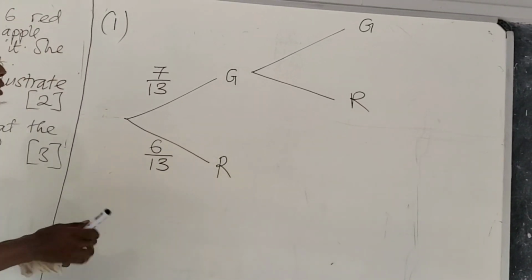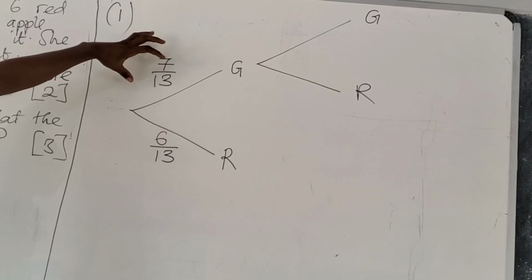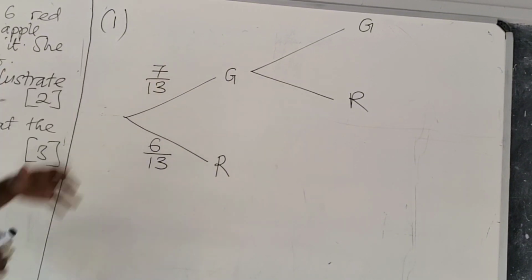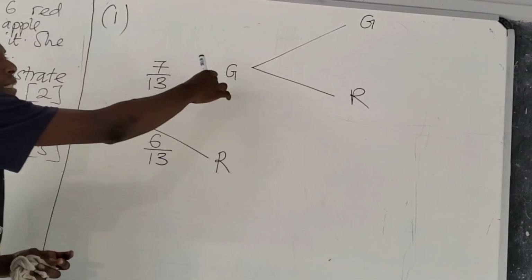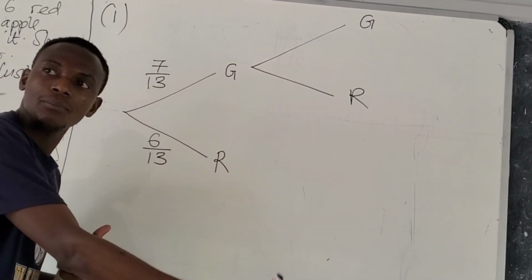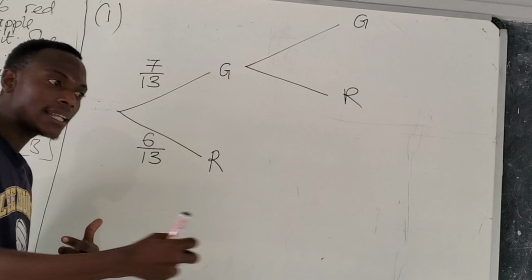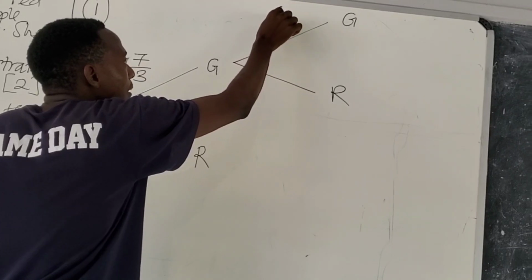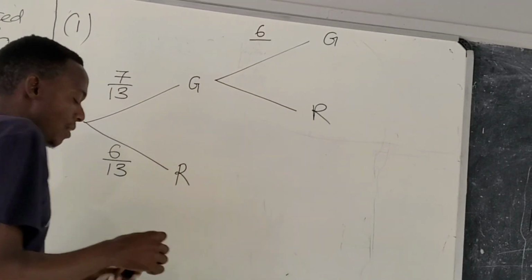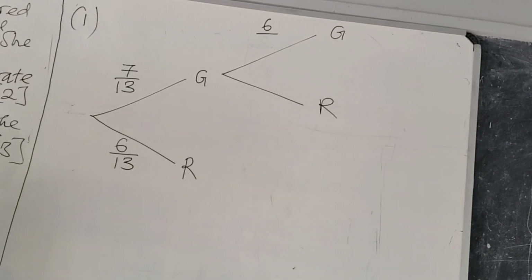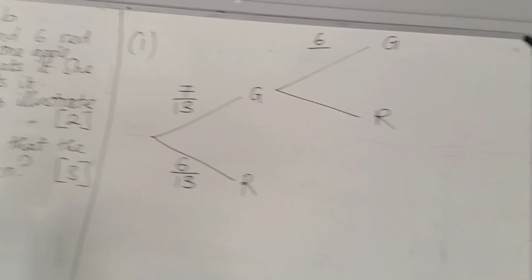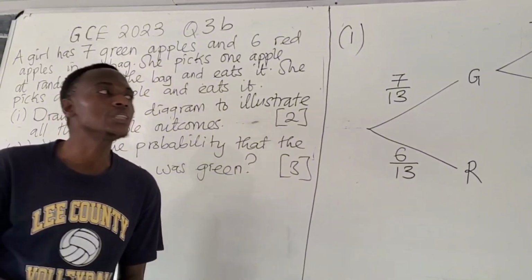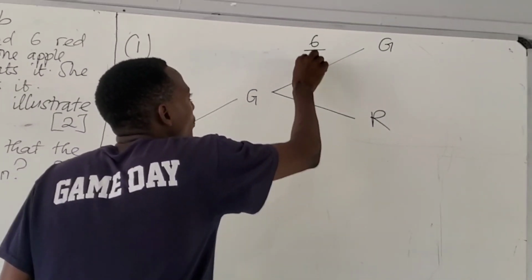Now, if we assume that this girl ate a green apple, what does it mean? It means that the number of green apples in this particular bag, as she's going the second time to get another apple to eat, reduced by 1. So there remained 6 green apples. Now, this bag contained 13 apples. We've taken 1 apple from it. It means that the total changes to 12.